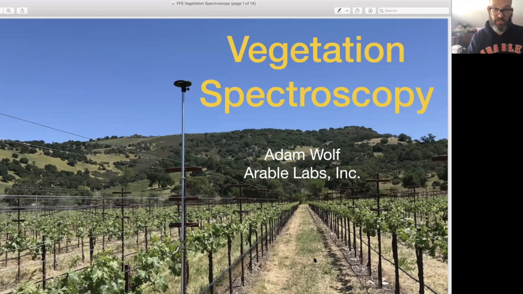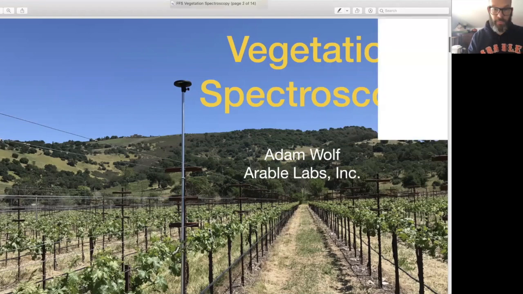And just for reference, this is looking at an area a couple meters wide, whereas satellite like Sentinel would be measuring on the order of 10 meters wide. So this is just this little targeted spot in the middle of a field.